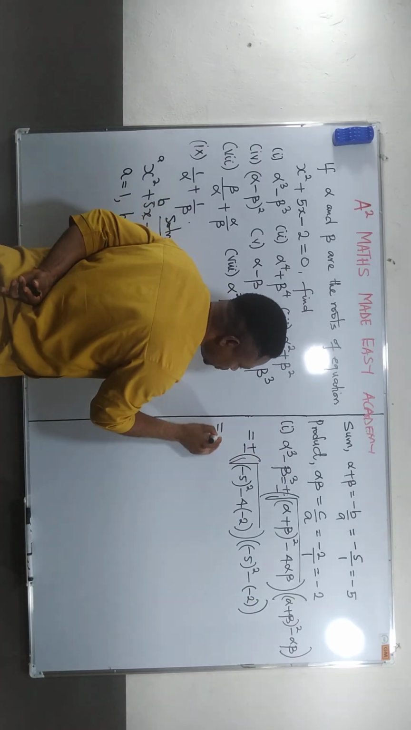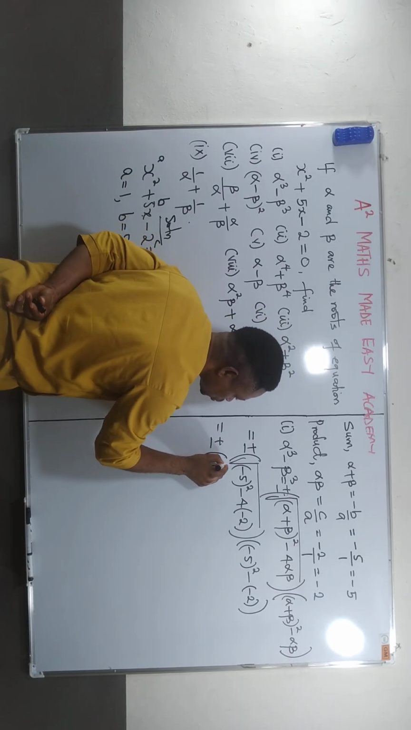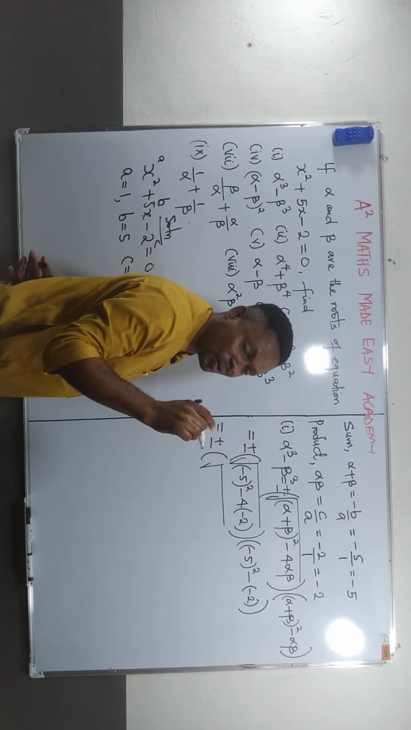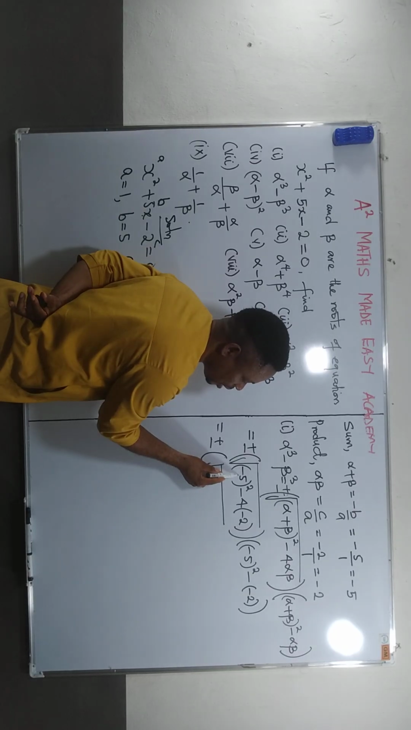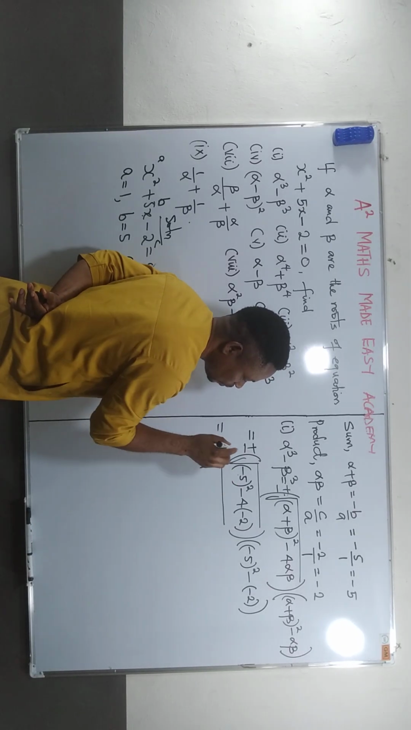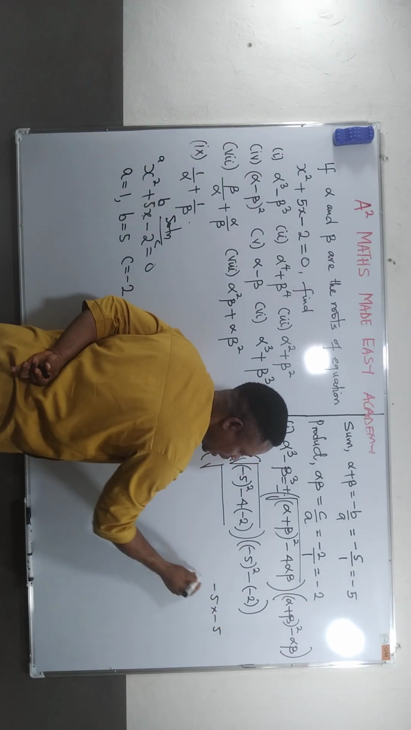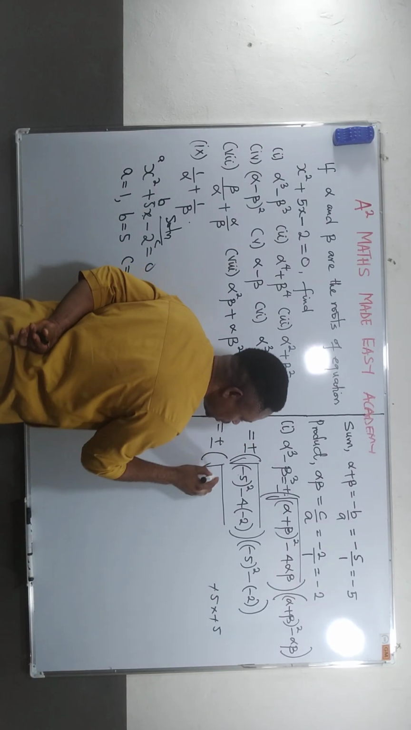Then if you continue, you have plus or minus, open bracket, all square roots of. Let's take it one after the other. So what is minus 5 squared? It means that you multiply minus 5 twice. When you do that, you have minus 5 times minus 5. Minus will cancel minus. It means that 5 times 5 will give you what?